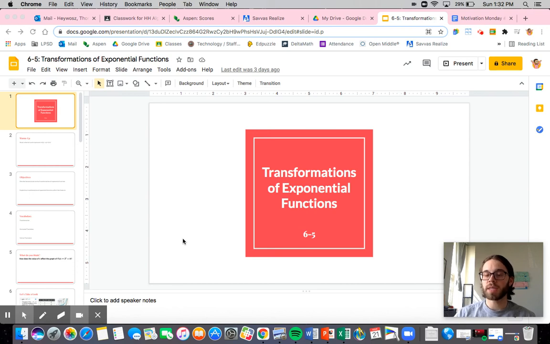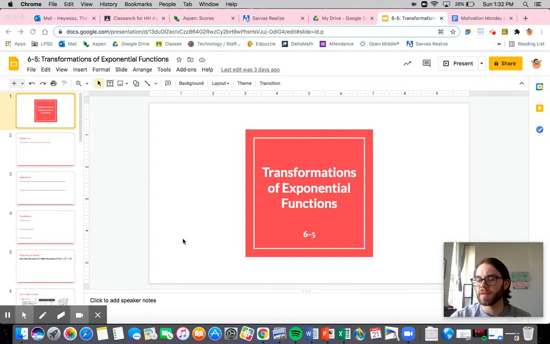Hi everyone, just wanted to take a minute to talk a little bit about transformations of exponential functions, which is section 6.5 in our book. And ultimately, what we're going to be doing with this is going to be very similar to what we have been doing in terms of transformations, right? You're going to have a vertical transformation and a horizontal one.